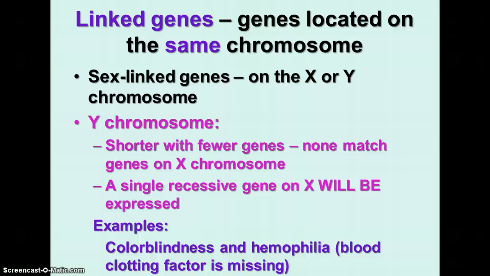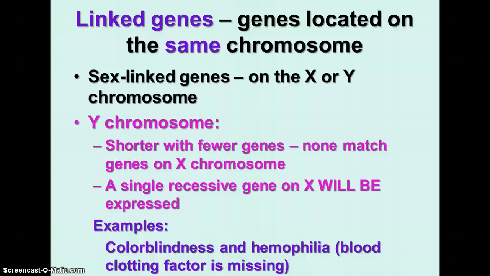A single recessive gene on an X chromosome will be expressed in a male because a male has only one X chromosome. Females are less likely to express it. They'd have to have two recessive genes, and so the recessive trait is not going to be expressed unless there are two of the alleles for that trait in the female. Examples of sex-linked genes are color blindness and hemophilia.